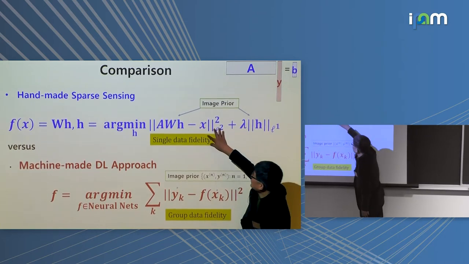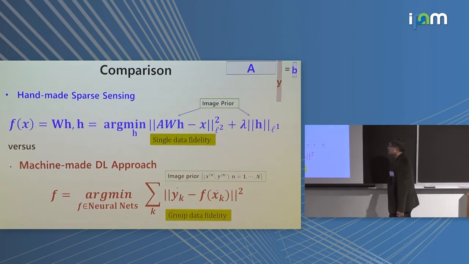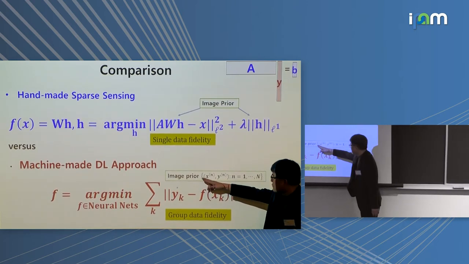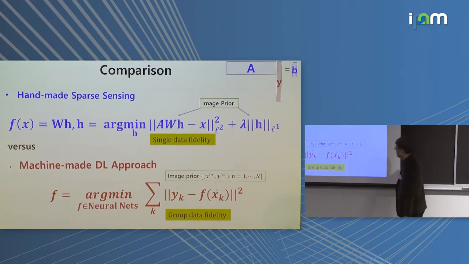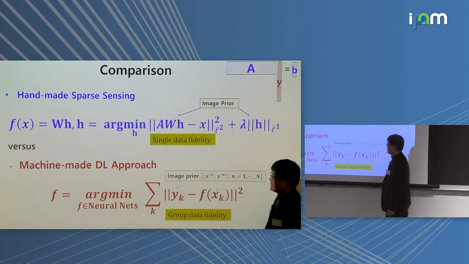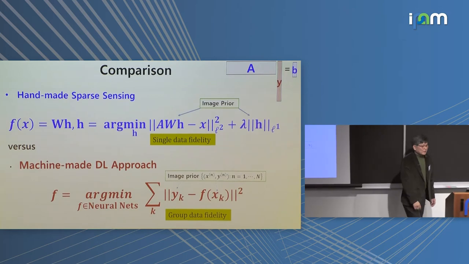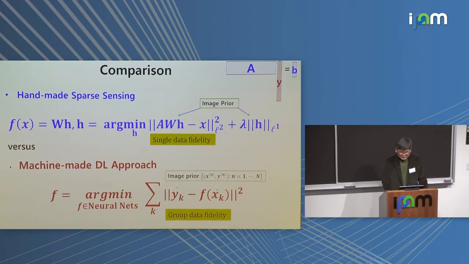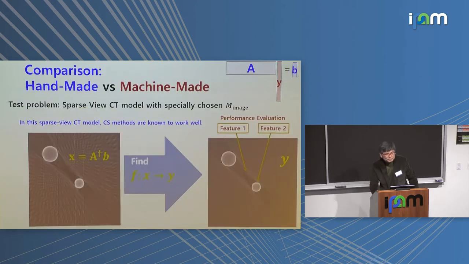And here the signal fidelity is used. The machine approach uses the image prior, so you have lots of training data and put it in there, and you try to find this function itself. That's the difference between the handmade and machine-made approaches to solve the underdetermined problem.